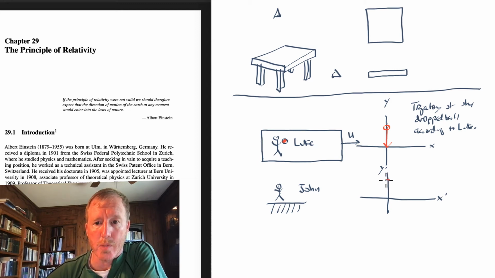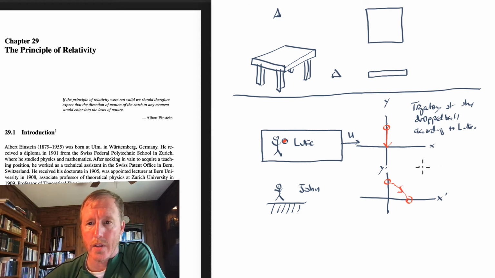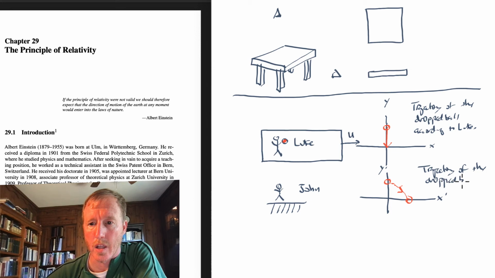So from John's perspective, he sees the ball at the beginning right here along the y-axis, but then when Luke drops it, because the train is moving forward and hence the ball is moving forward, the ball is going to follow a trajectory like this. It's going to follow a parabolic trajectory as it falls. So this would be the trajectory of the dropped ball according to John.